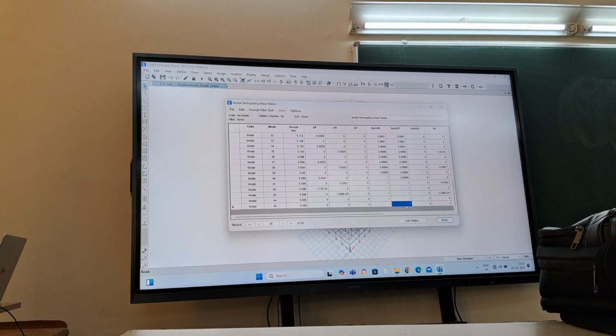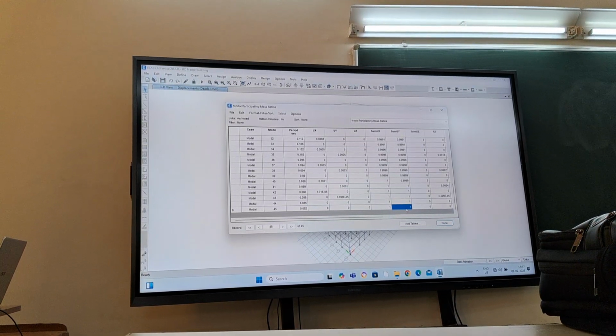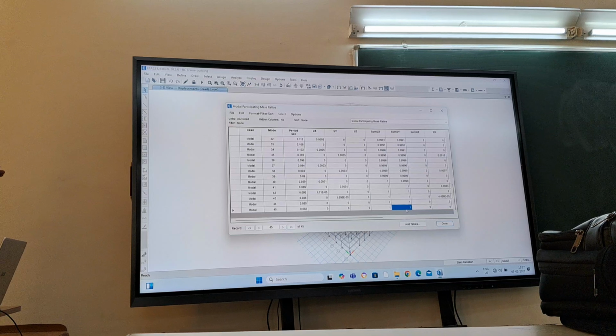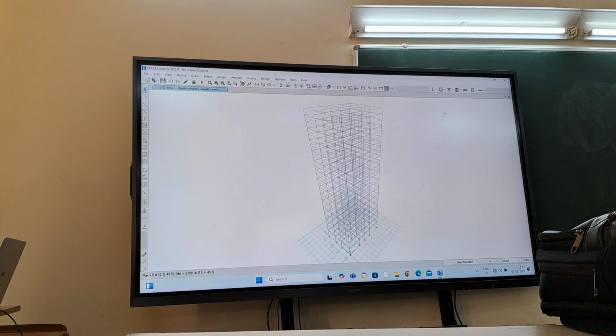Okay, so this is possible only when you have a simple model. But if you have a lot of irregularities in your building, it will be very difficult to achieve even 90%. But your target should always be to get the maximum possible. So this is one thing.